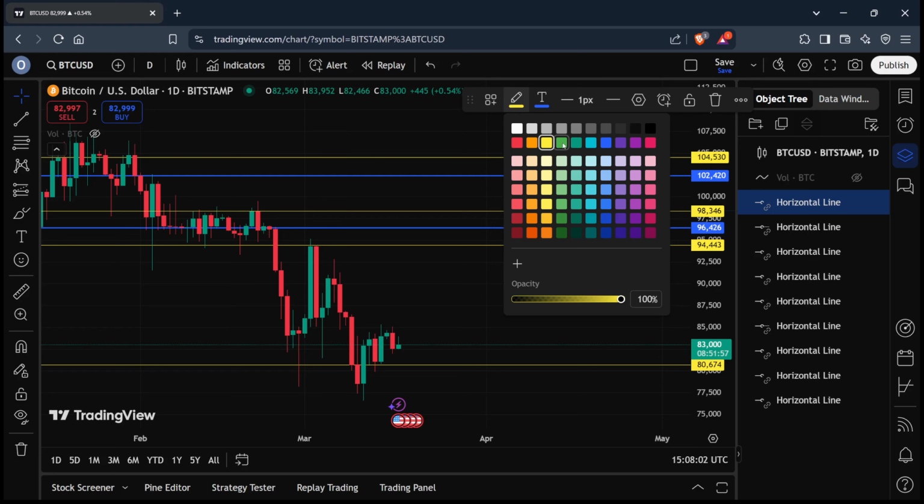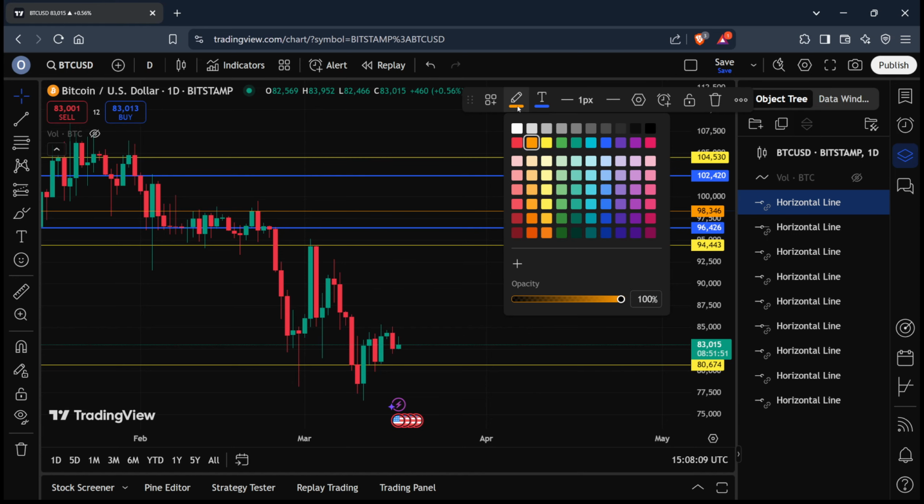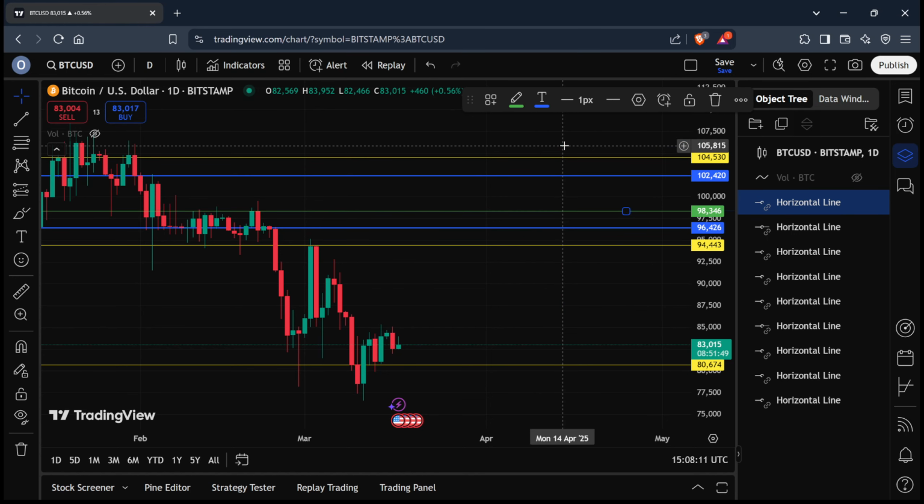Let's make it, I don't know, let's make it orange. Should we make it orange? No, doesn't really pop. There we go. Let's just do green. So green is the daily, and you could do whatever color you want.